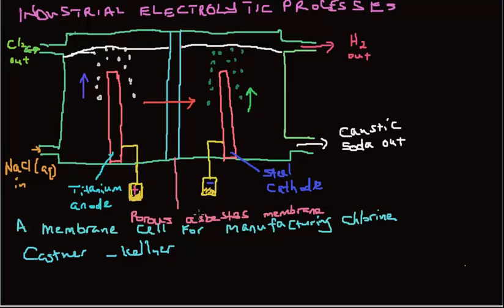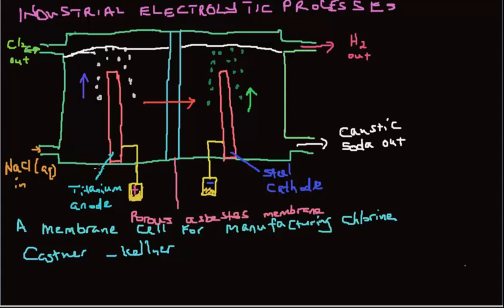So we are using the membrane cell. This one is the membrane cell which is being used for the industrial preparation of chlorine, right? This type of cell electrolyzes concentrated sodium chloride solution. This one is also called brine, and we see to it that the chloride ions move to the anode where chlorine gas is going to be produced.